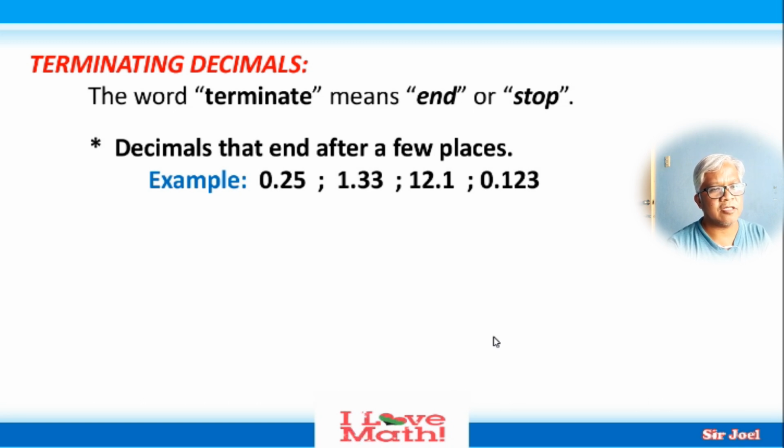If you notice, based on the examples given, we have 0 and 25 hundredths, 1 and 33 hundredths, 12 and 1/10, 0.123 or 123 thousandths. Lahat sila ay natapos after the last given digits. Okay? So kapag natapos, sabi nga natin, ay ang tawag sa kanya ay terminating decimal.